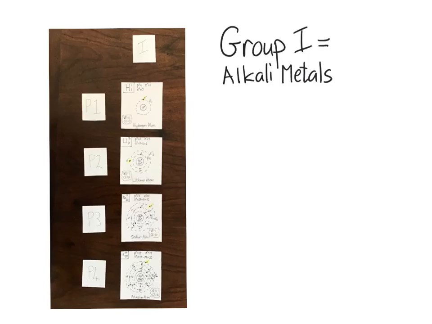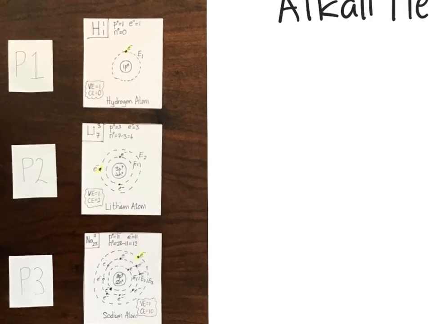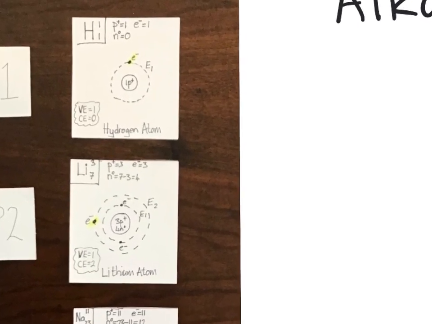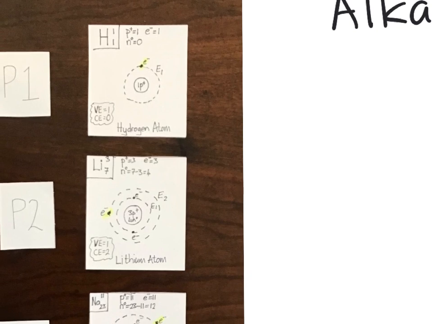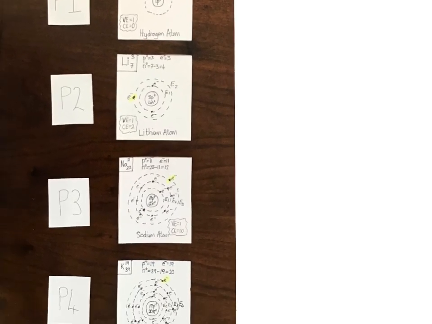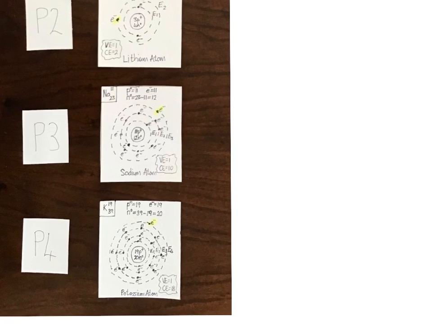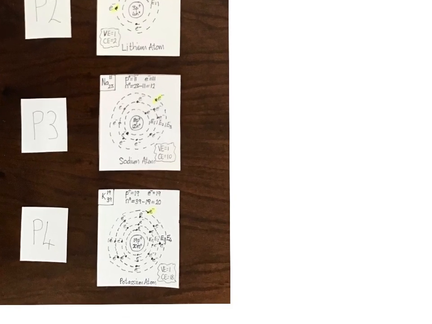The first group is also known as the alkali metals, and we'll see later on why. But for the time being, if we look at each of the Bohr model diagrams for each of the atoms of the elements in the first group, you will note that each atom has only one valence electron. And remember, the valence electrons are the electrons that occur in the outermost energy level of an atom.